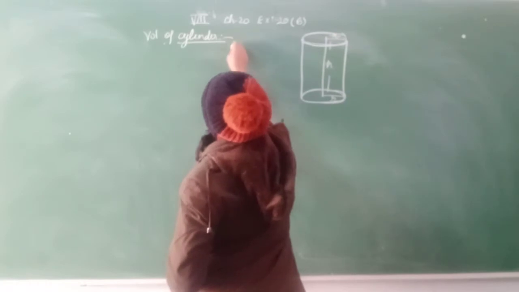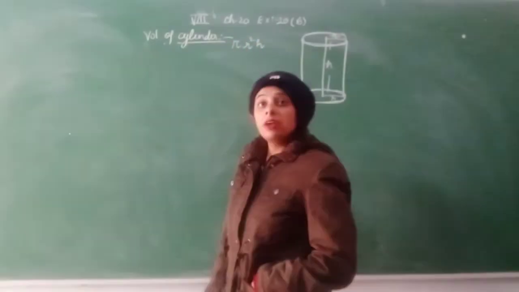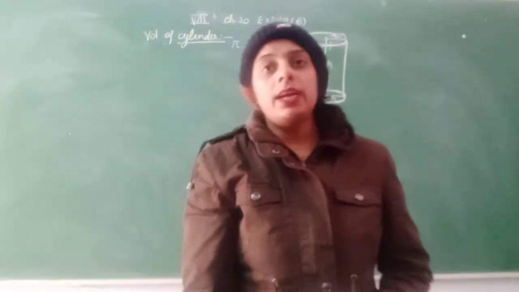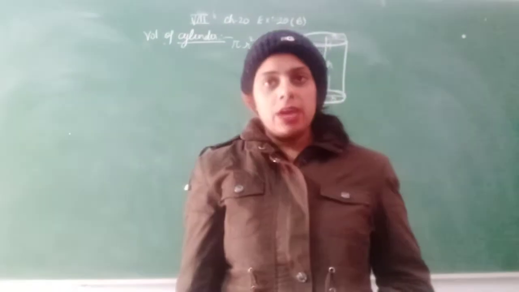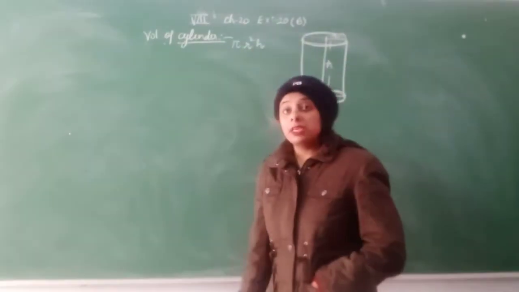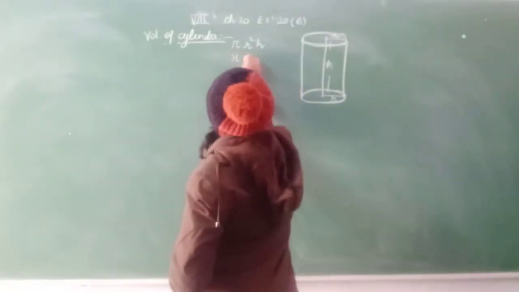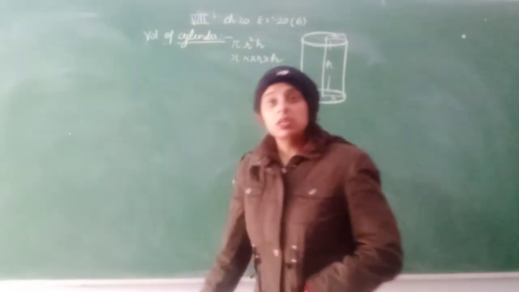Clear? And what is the formula for the volume of a cylinder? That is pi R square H. The value of pi is a constant, that is 3.14 in decimal form and 22/7 in rational number form. R is the radius of the base, so you have to write pi into R square, and H is the height of that cylinder.